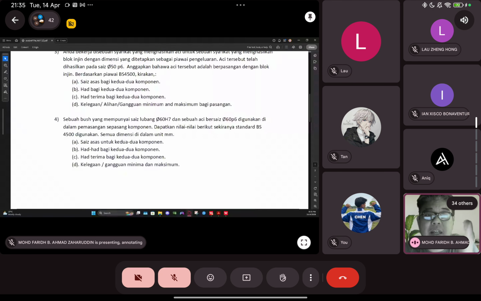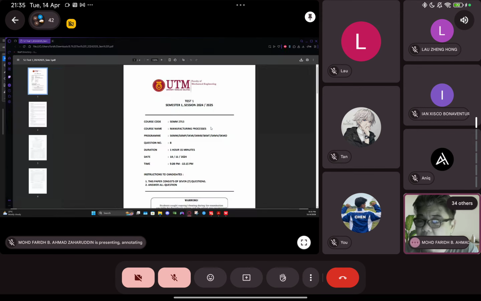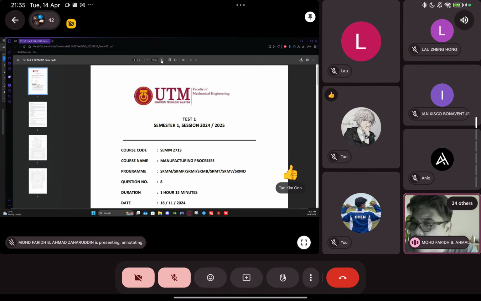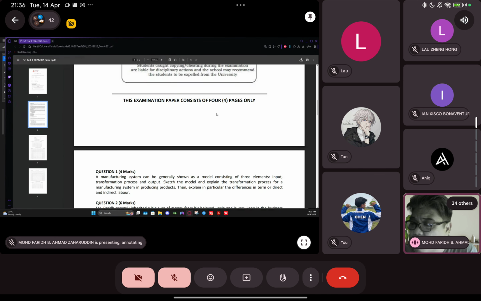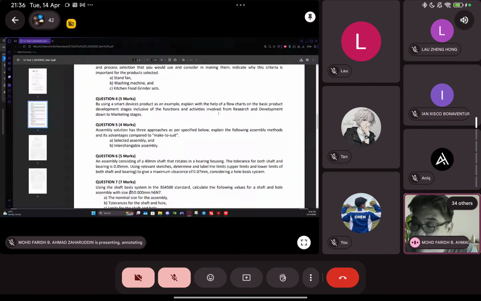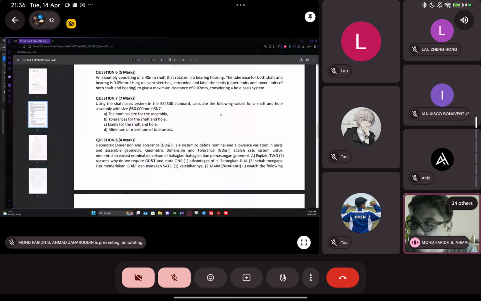Okay, let me see this one. Okay, can you see it in front of you now? It's test 1, semester 1, session 24-25. We're going to answer a question from the latest one later on. Okay, now, question 7.